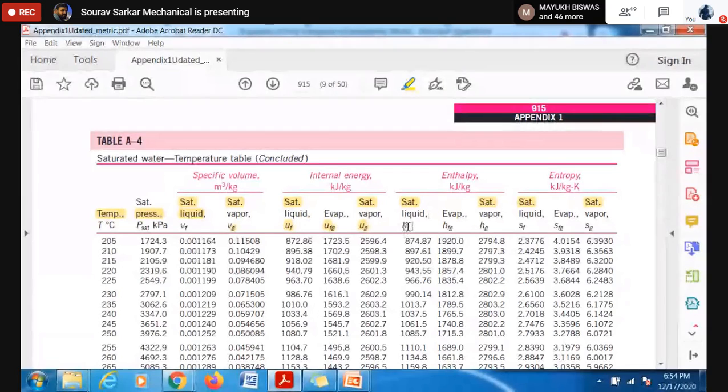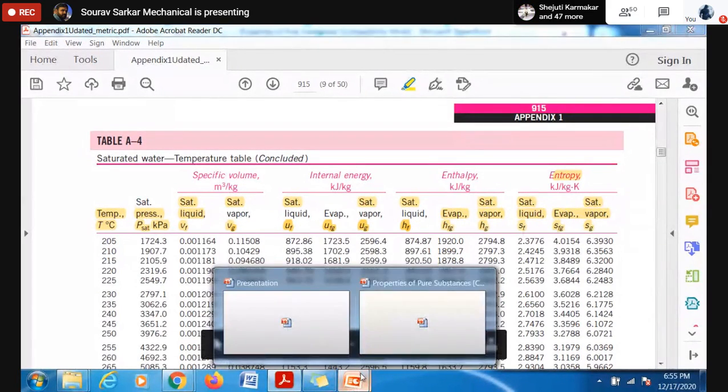Similarly, there is saturated liquid having some specific enthalpy HF, the saturated vapor which is also having a specific enthalpy Hg. The difference of these two enthalpies is written as HFG. Similarly, for the entropy, what entropy is I will tell you later, but at this point of time you can consider that this is also a kind of property. It is written as SF, specific entropy at saturated liquid, and specific entropy at saturated vapor, Sg. Corresponding to that you have SFG, which is basically Sg minus SF.